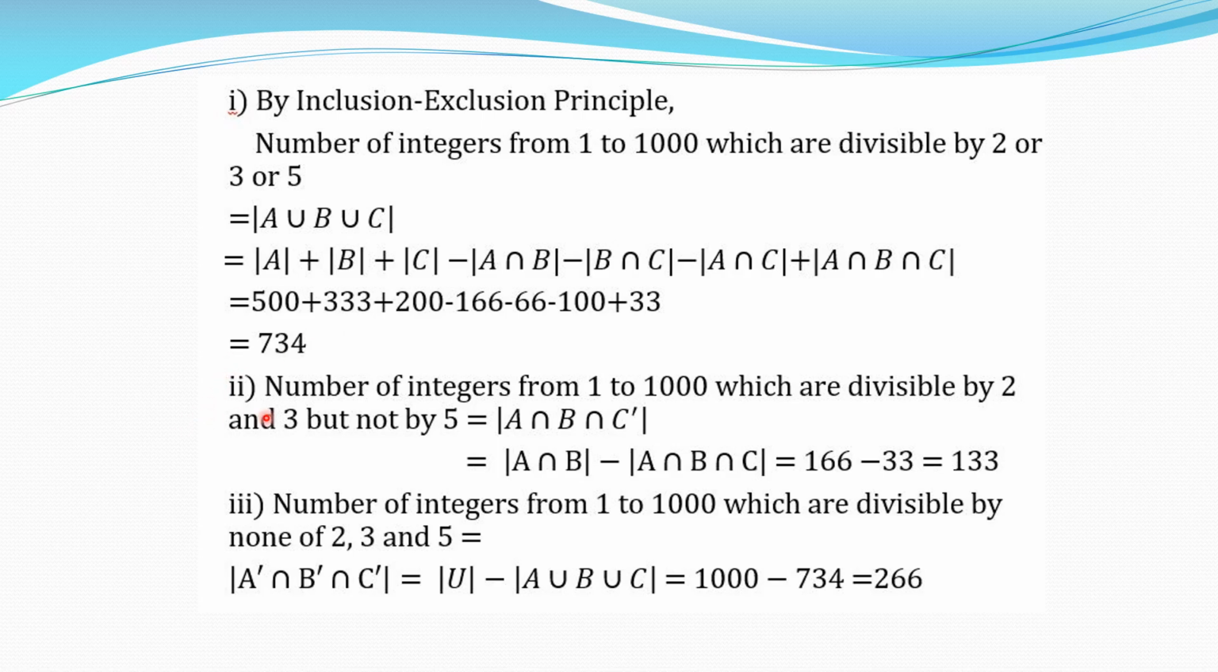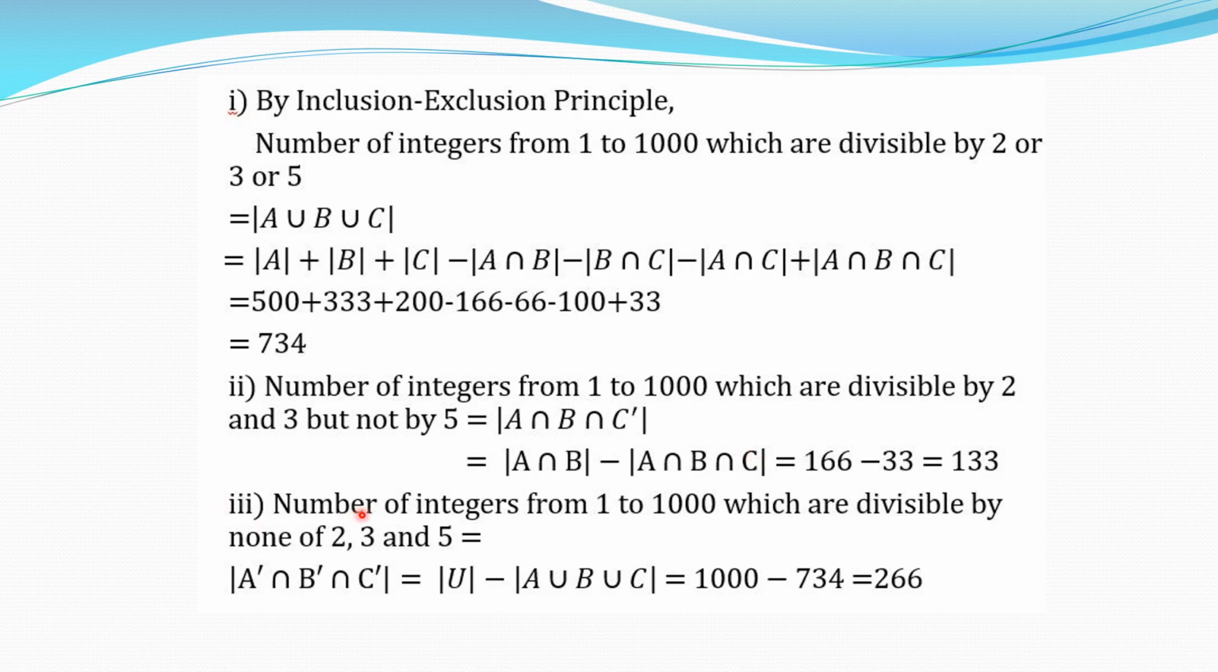Now, the next question is the number of integers from 1 to 1000 which are divisible by 2 and 3 but not by 5. It means the integers are present in set A as well as in B but not divisible by 5, means they are not present in C, means we take C dash. So A and B but not in C means A intersection B intersection C dash. So by formula it is the cardinality of A intersection B minus the cardinality of A intersection B intersection C. Now these two values we have calculated already. So just substitute 166 minus 33, which is 133.